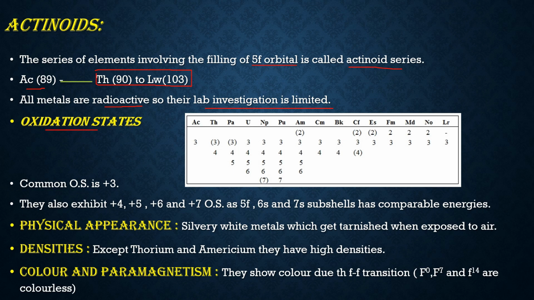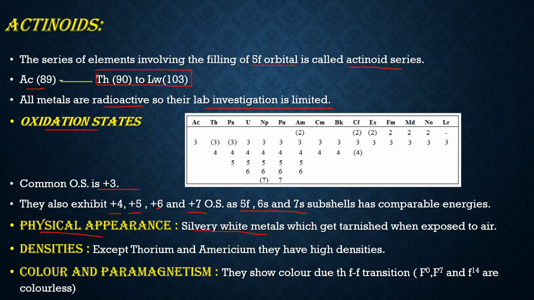Now first is oxidation states. They generally show the +3 oxidation state, but along with this they also show +4, +5, +6 and +7 oxidation states. The reason is that the energies of the 5f, 6s, 7s subshells are comparable, so electrons can easily go from one subshell to another subshell.